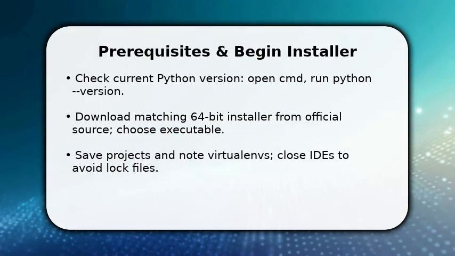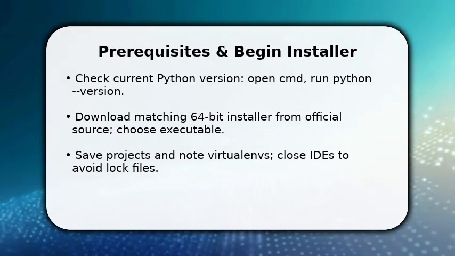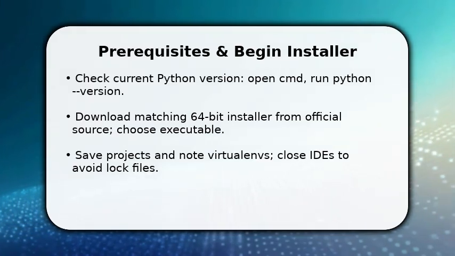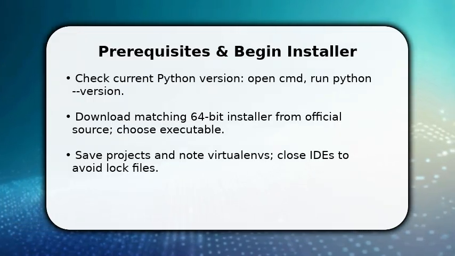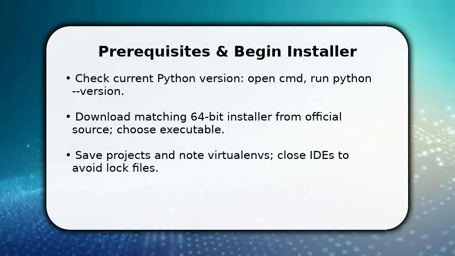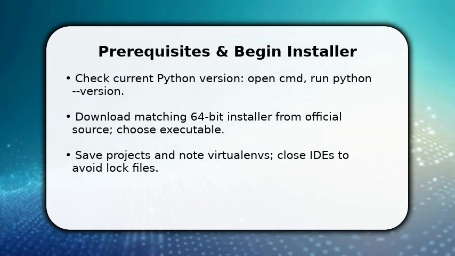You start by verifying exactly what you have. Open Command Prompt and run python --version so you know the baseline. Once you know the version, download the 64-bit executable installer that matches your needs and save it to Downloads.